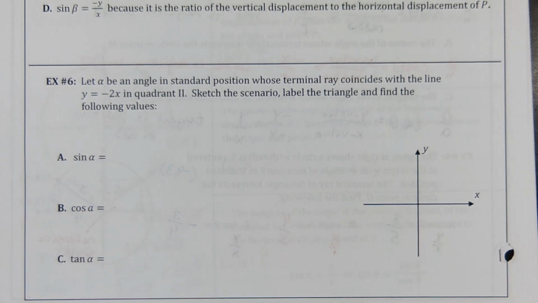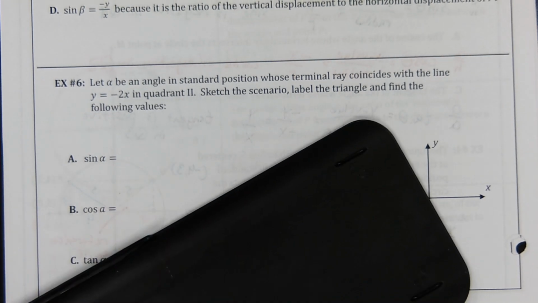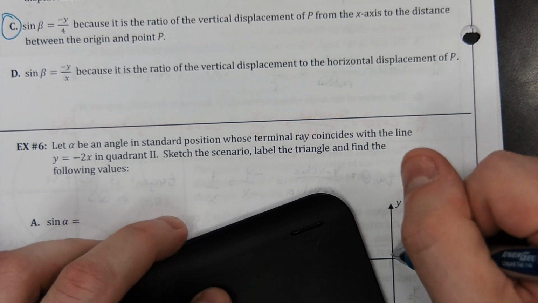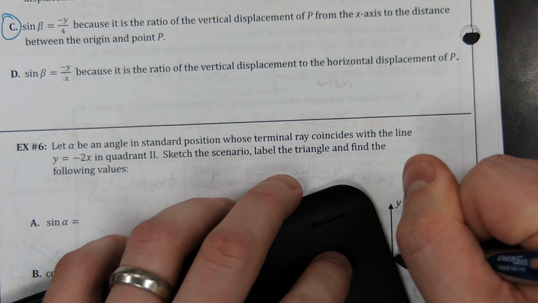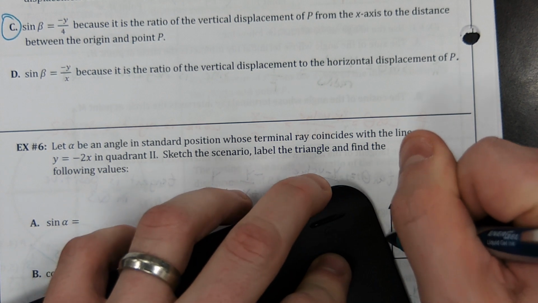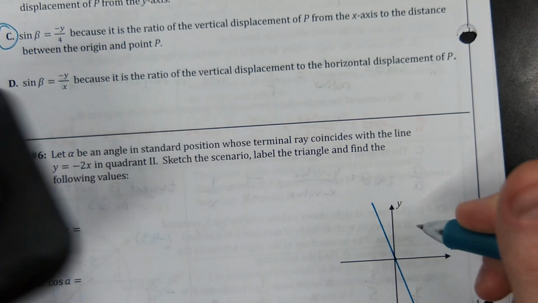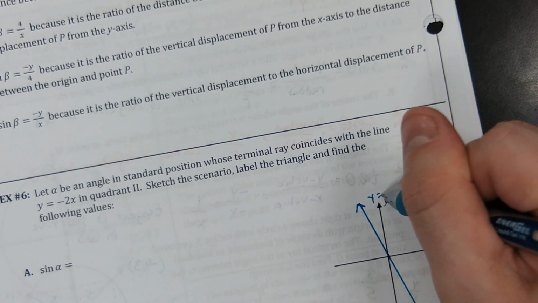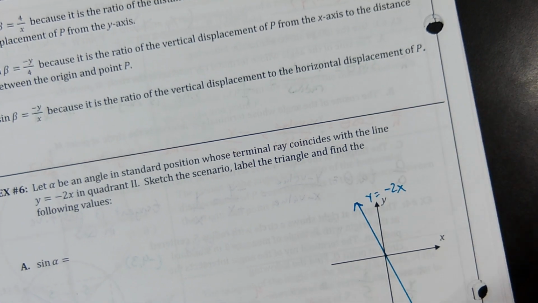It says, let alpha be an angle in standard position whose terminal ray coincides with the line y equals negative 2x, and it's going to happen in quadrant 2. Sketch the scenario. So what I'm going to do is take the edge of my calculator, because that's nice and straight, and draw the line y equals negative 2x. I'm going to do my best at least. Negative slope looks like this. Picture not drawn to scale. There we go. There is a rough estimate of the line y equals negative 2x.